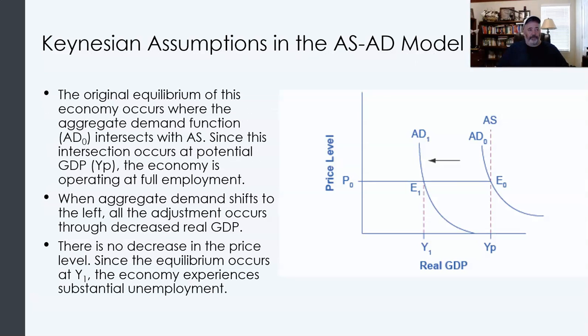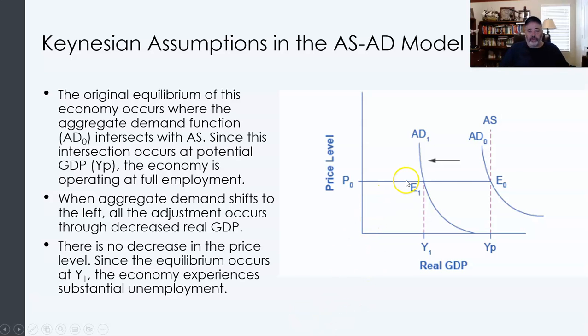Let's go ahead and move forward here. So the original equilibrium at E naught, E sub 0, intersects here, where the price level is at this point. This is where the aggregate supply curve is. It's either here, or maybe it's here, here's the long run aggregate supply, but maybe it's closer to this. But you get the idea.